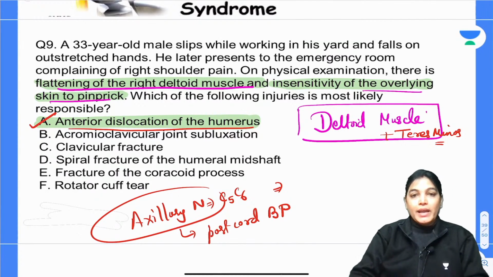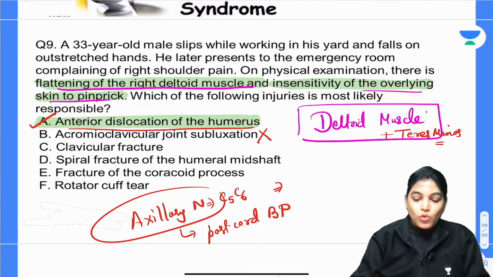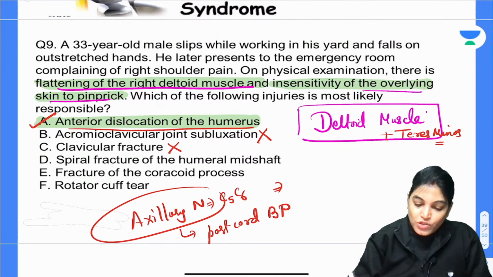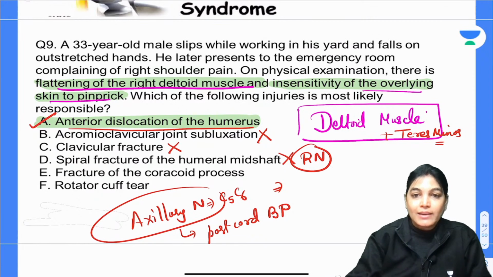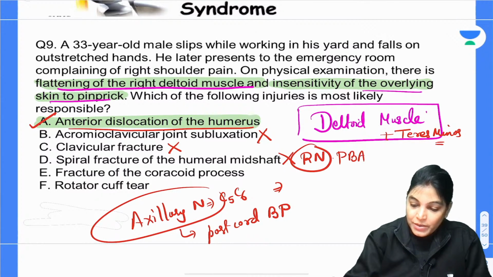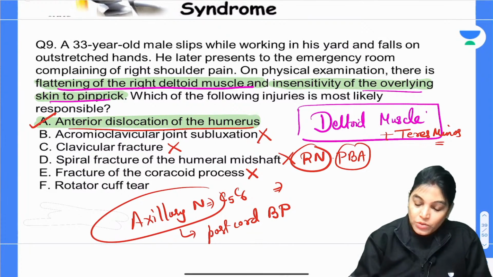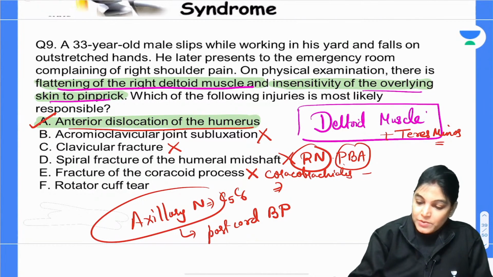Got it? Okay. So acromioclavicular joint is not the answer because normally the nerve is not involved. Clavicular fracture also normally does not involve a nerve. Spiral fracture of the humeral shaft will lead to involvement of the radial nerve and the profunda brachii artery. Fracture of the coracoid process will lead to involvement of the muscles, that is coracobrachialis and the short head of biceps brachii.